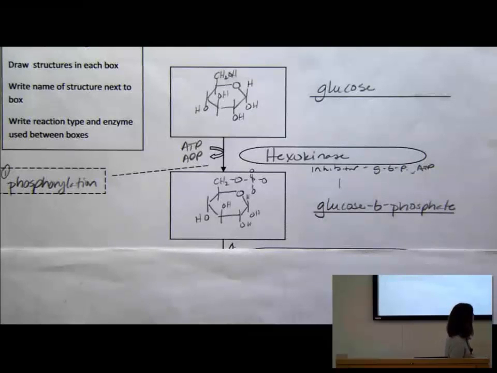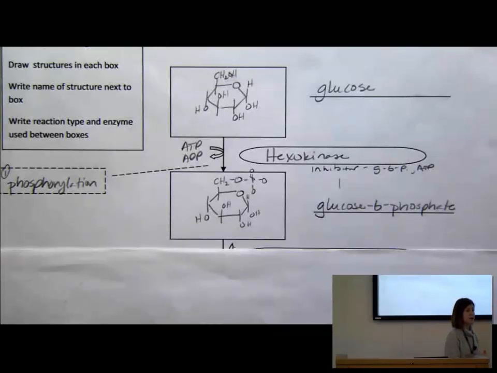Yes, Alex? What did it say next to the inhibitor? Yeah, the inhibitor is glucose 6-phosphate and ATP. So those are inhibitors of this. I haven't talked about that yet. So next to where it says inhibitor, glucose 6-phosphate and ATP.